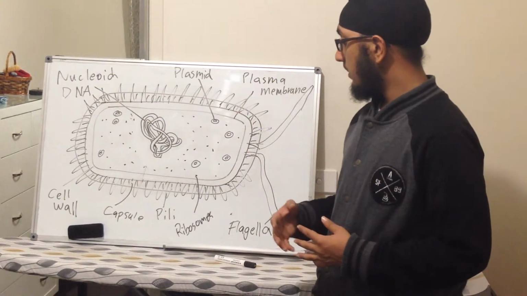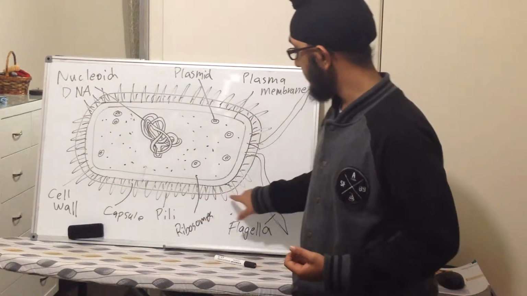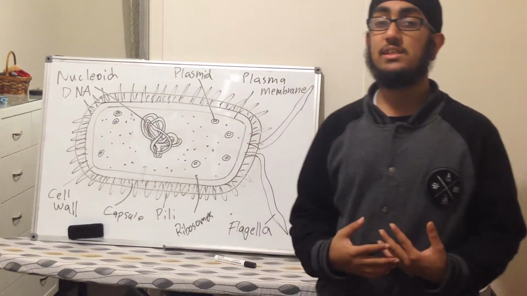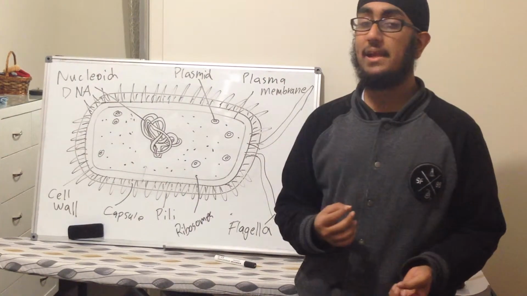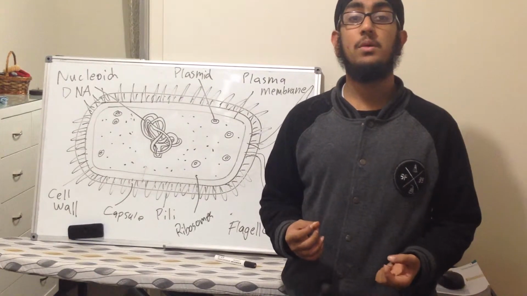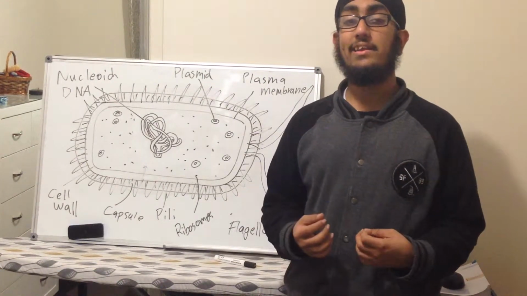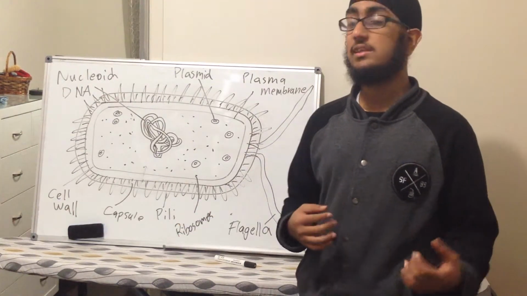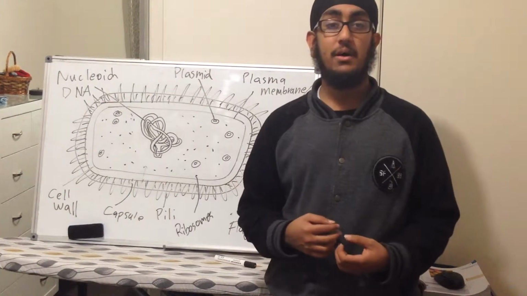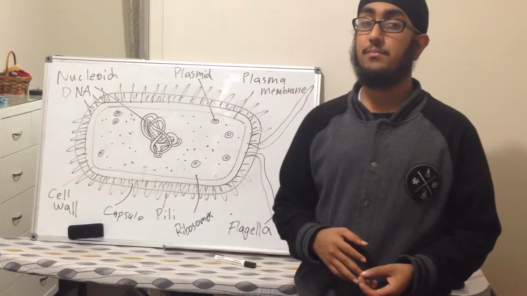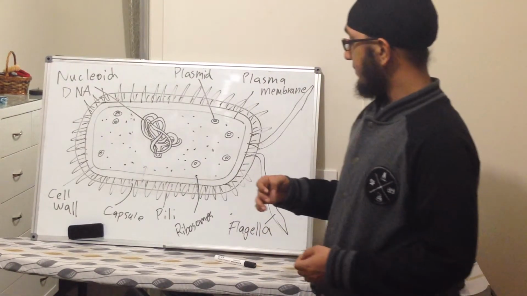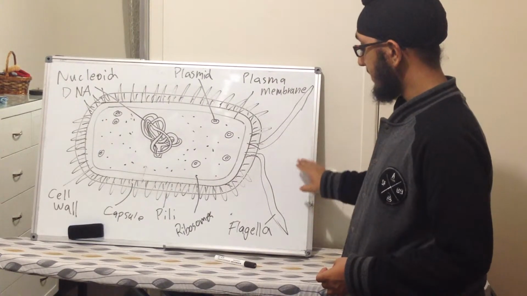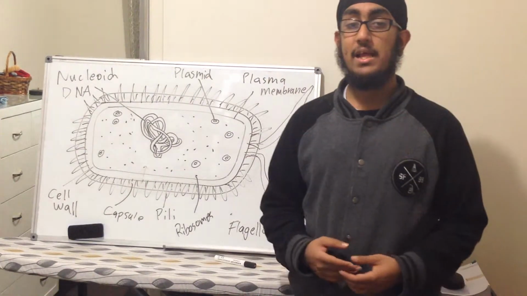And our fourth structure is the pili. As you can see, these hair-like structures here are called pili. They're just little hair-like projections, and they help in the sexual reproduction of prokaryotic cells. They act like a tube. They connect one bacterial cell to another, and they transport DNA from one prokaryotic cell to another, hence sexual reproduction.